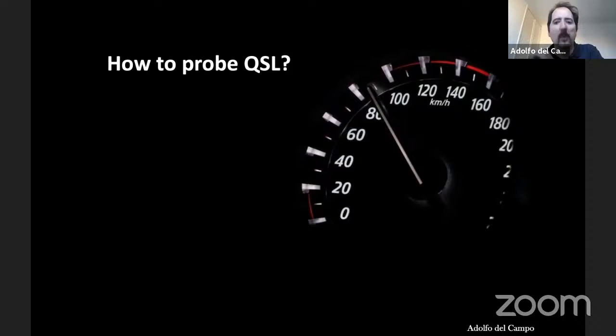I have tried to be thorough with the literature. I am unaware of any experiment which precisely probes quantum speed limits. And maybe one can appreciate why this is challenging.